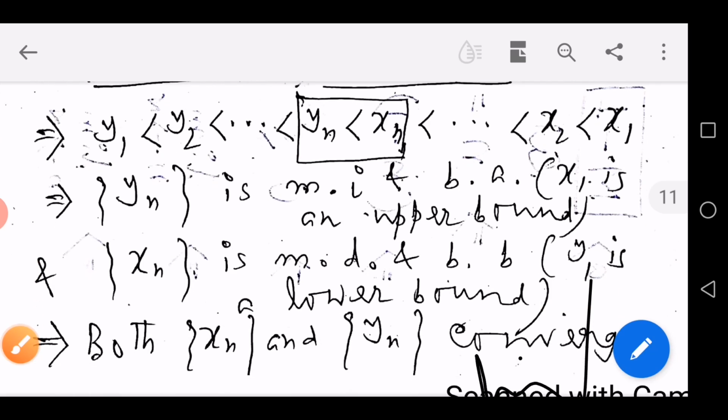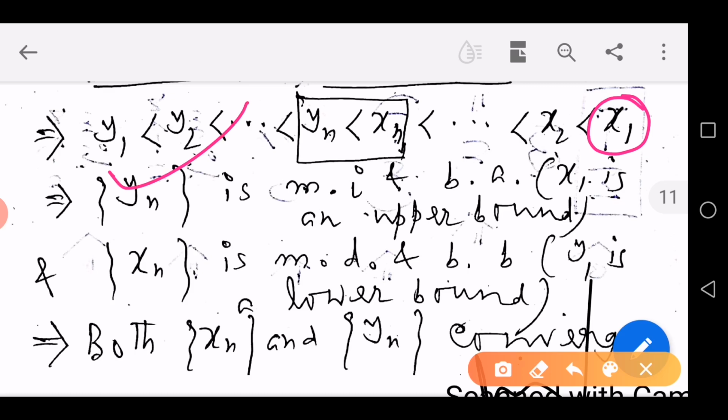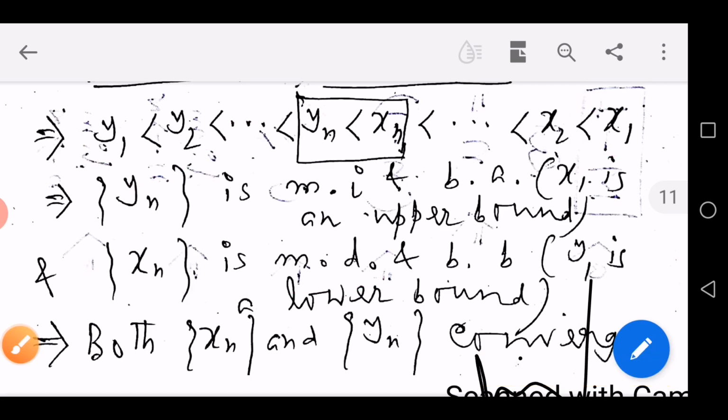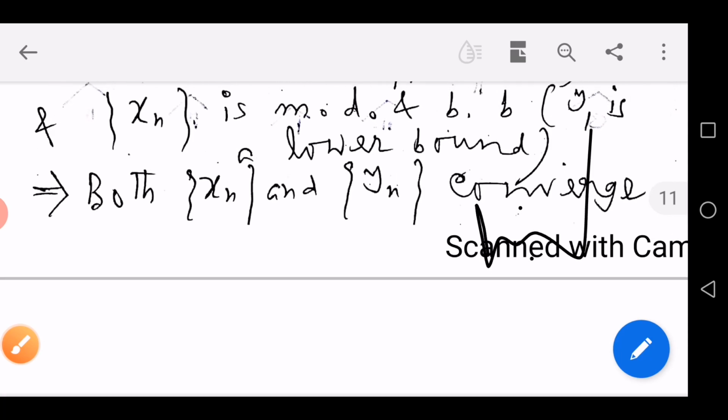Now yn is monotone increasing and x1 is an upper bound. Therefore, it is monotone increasing and bounded above, therefore convergent. Similarly, xn is monotone decreasing and bounded below, as y1 is a lower bound. So the sequence xn is also convergent. So both the sequences converge.